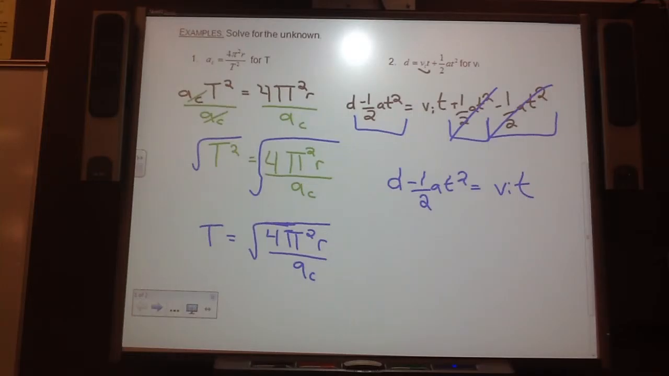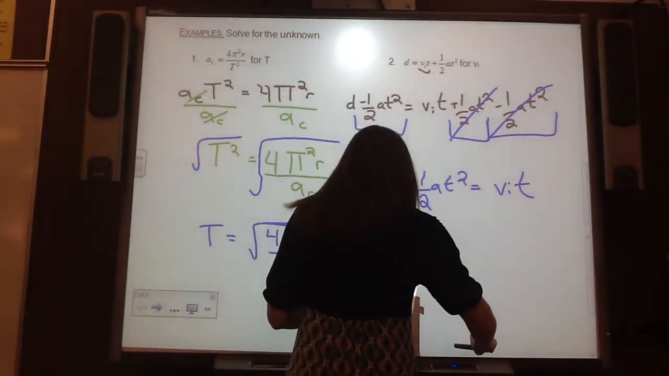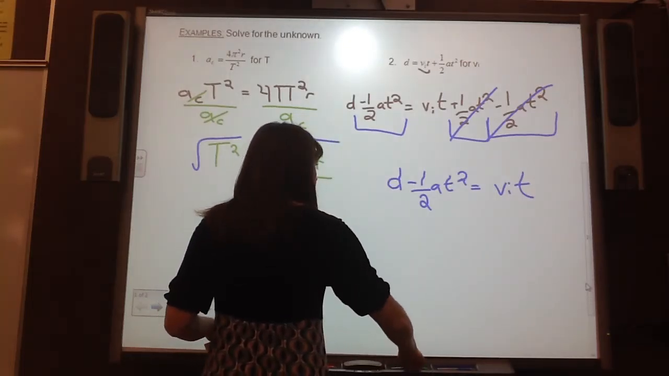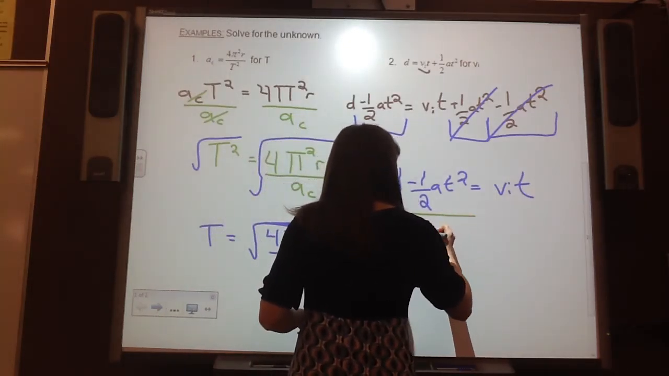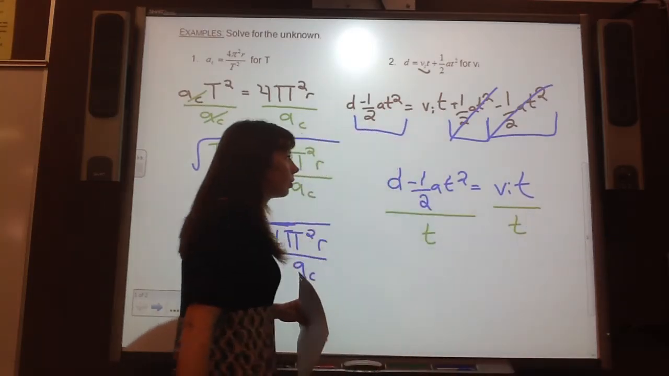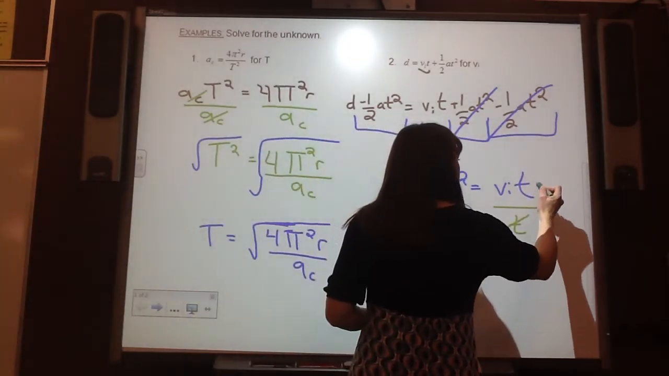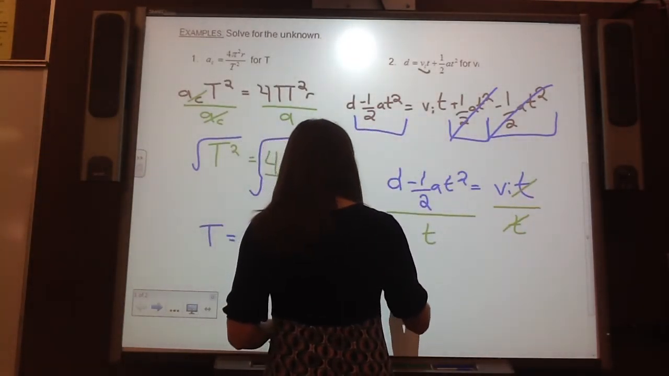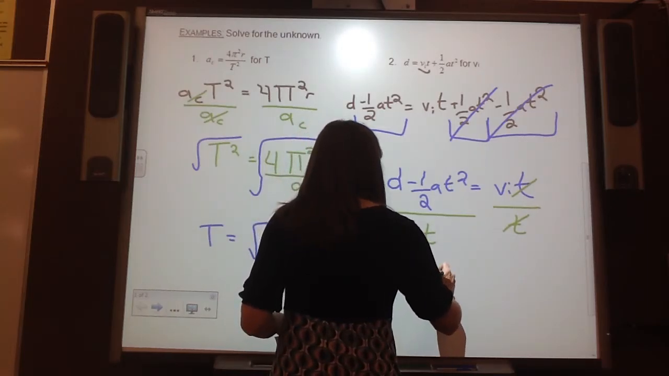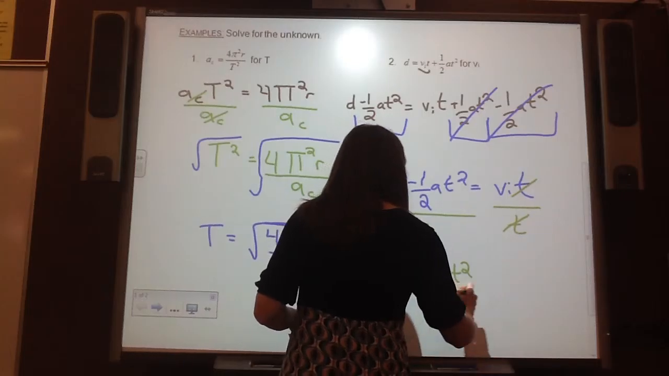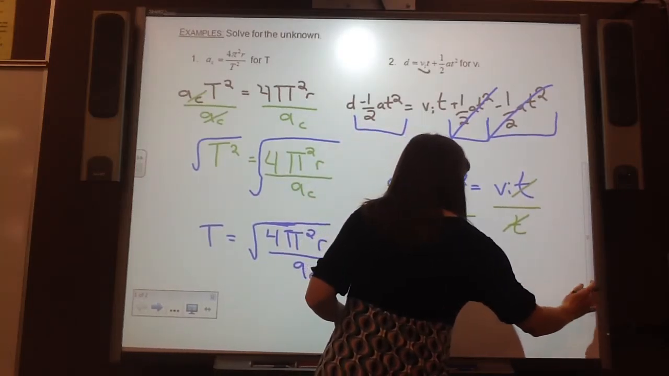Now we have to think to ourselves again, what was I looking for? My VI. So VI is attached to t, so I can divide everything by t. So now we divide the whole thing by t. Now, you could see that you could put the 2 on the bottom of the fraction, and that would be appropriate as well. But anyways, we'll cross off the t's here now. So now I have d minus half AT squared, all divided by t, is equal to VI.